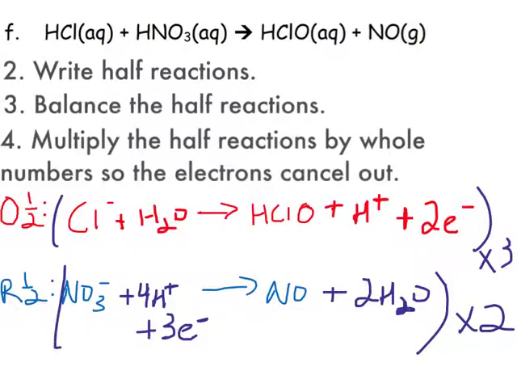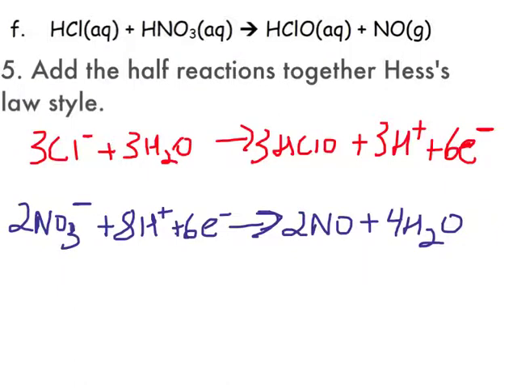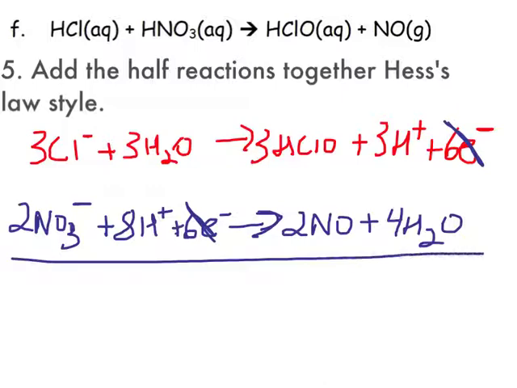Now I'm going to rewrite those equations. And remember, I multiply everything in those equations by the whole number. So 3 gets multiplied through this whole equation, and 2 gets multiplied through this whole equation. I'm going to rewrite them, and then I'm going to add them together Hess's law style. Alright, so we've done what I said to do, which was to multiply each of the half reactions in such a way that the electrons will cancel out. So now we've got this and this canceling out. So we are going to add these 2 equations together, Hess's law style.